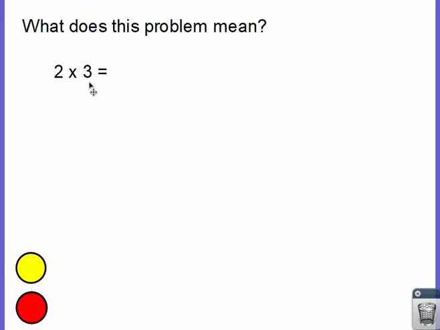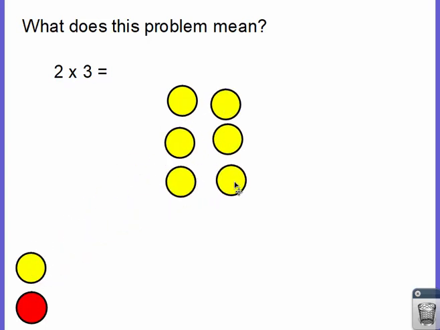Well, now we have to think about it in terms of two groups of what kind of 3? Well, it's a positive 3. So if I had two groups of positive 3, there's one group, and here is a second group. How many do we have total? Well, we have positive 6. We've got 6 and each of those are positive. So that tells me that a positive 2 times a positive 3 gives me a positive 6.